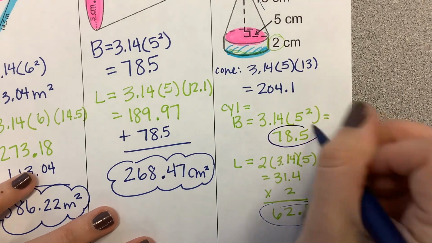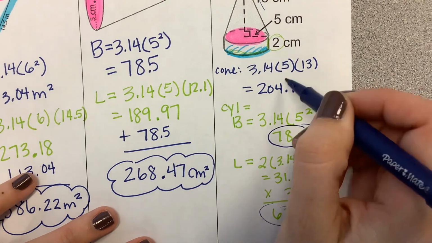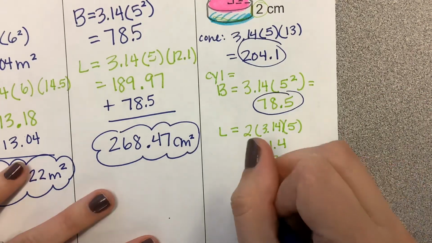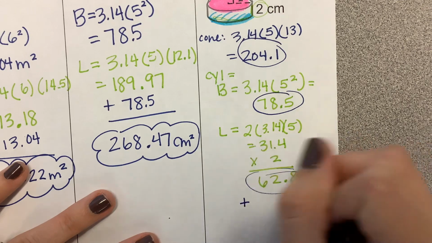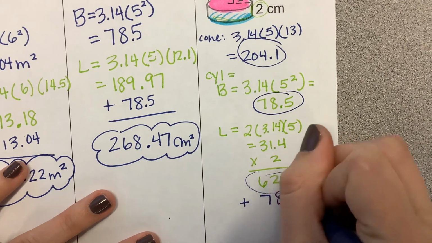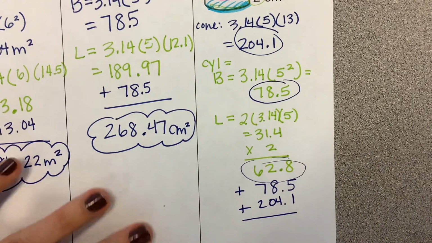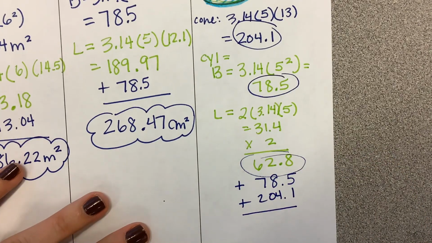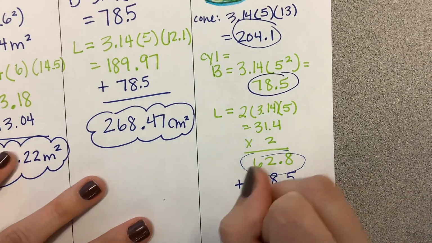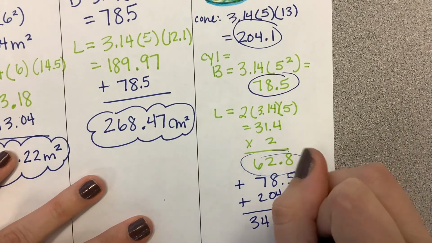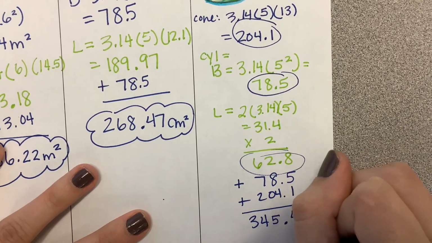This is our base, that bottom circle, plus the lateral surface area of the cone all needs to be added together. So 62.8 plus 78.5 plus 204.1. When I add all of that together, I get 345.4 centimeters squared.